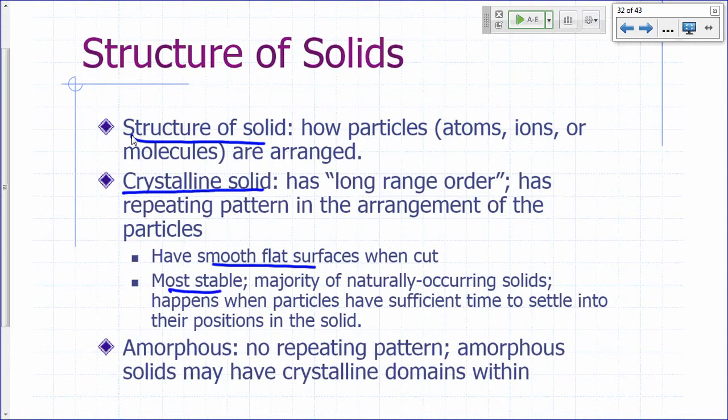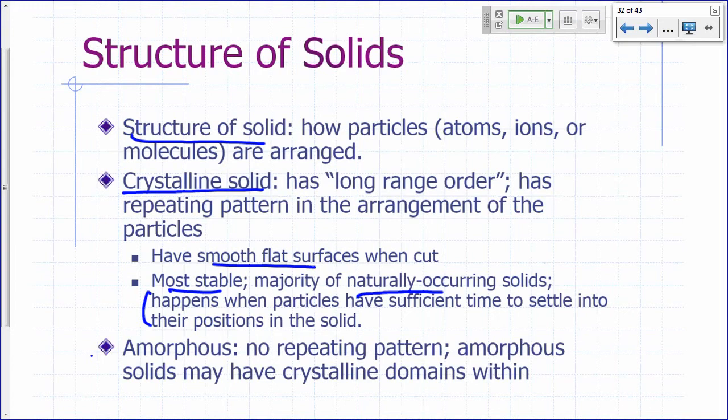And crystalline solids are in fact the most stable. The majority of naturally occurring solids are actually crystalline. So it's the most stable way that the particles can be arranged in a solid. This is what you get if you give the particles, the atoms, the ions, or molecules that make up your solid, enough time to settle into their positions in the solid. The most stable arrangement that they will assume would be the one that leads to what we would call a crystal.